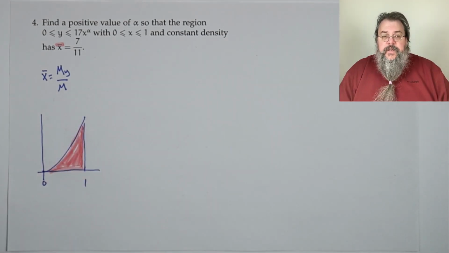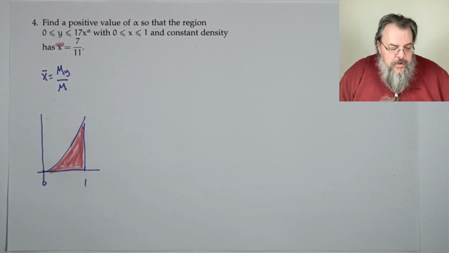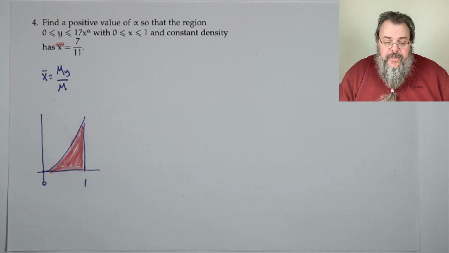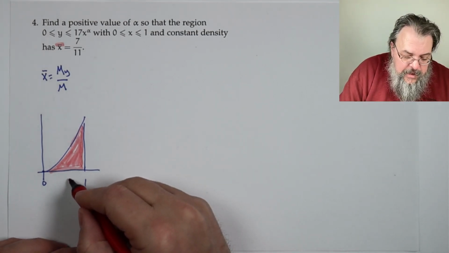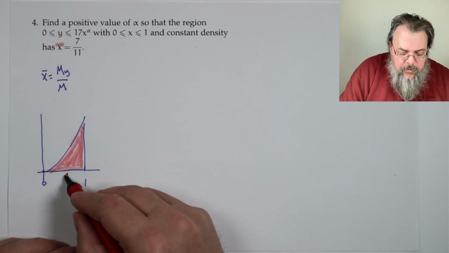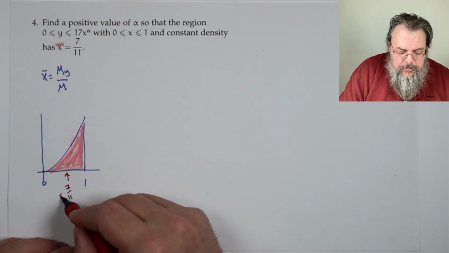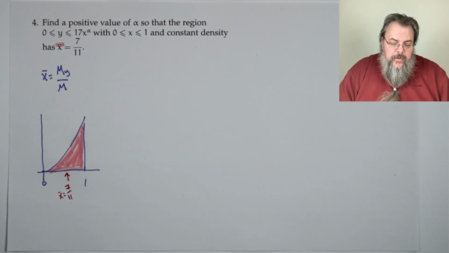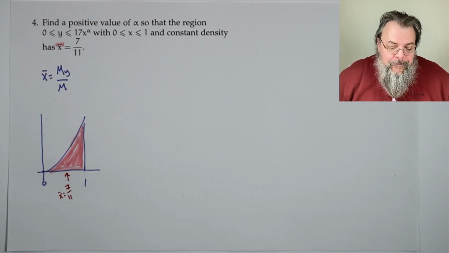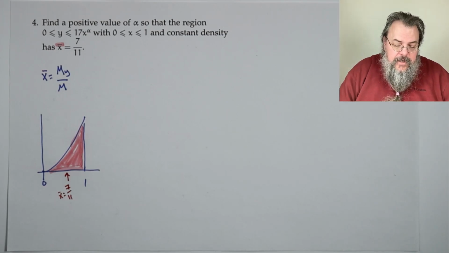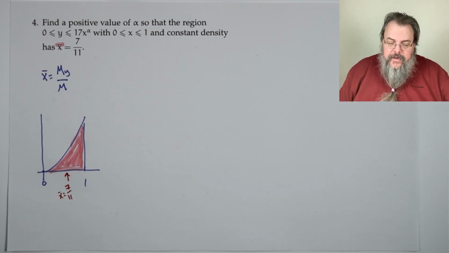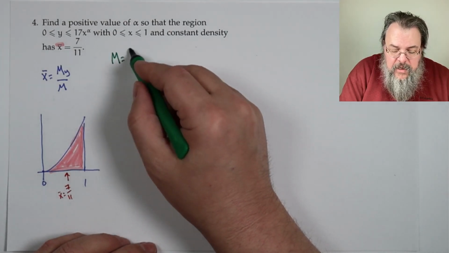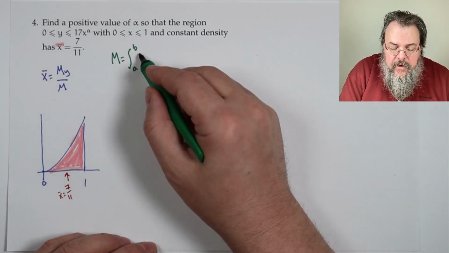Lovely, lovely region. Now, what we want to do is make sure that our center of mass, just as a reminder, we're not computing the y value, we're just computing the x value. So we want x bar to be 7/11, which is a little bit past 1/2. So this is what we want. In some sense, we want more mass on the right-hand side. All right. Well, with that out of the way, let's compute our mass. We've got to compute two integrals here. So mass, that's the integral from a to b of our density.